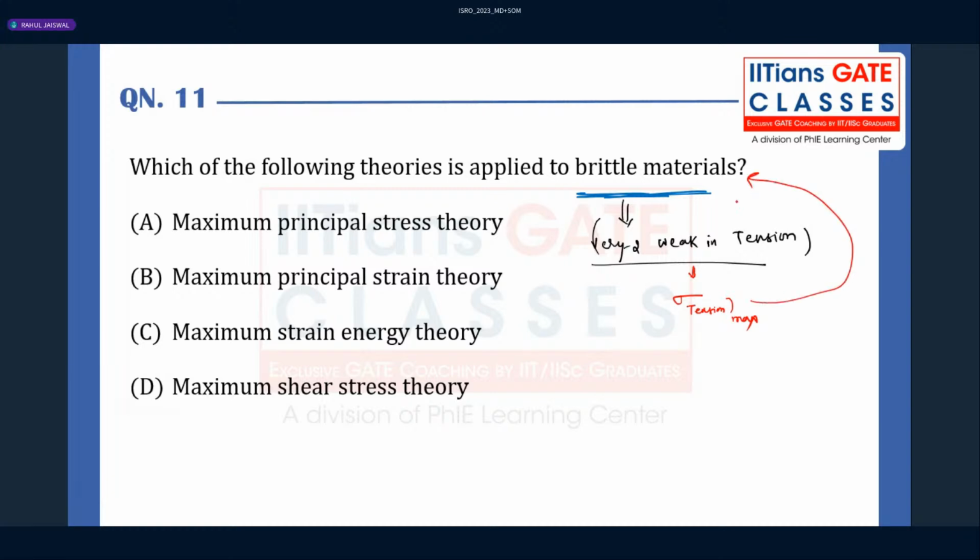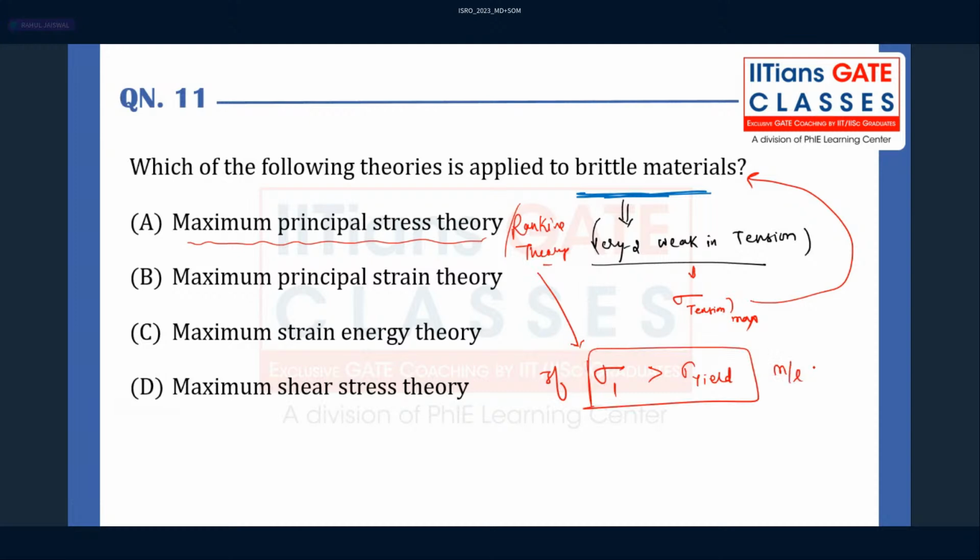And out of all the theories of failure mentioned in the options, only the maximum principal stress theory, which we also call Rankine's theory, considers maximum principal stress. According to this, if sigma 1 is more than the yield stress, then we say the material has failed. If it is less than the yield stress, then we say the material is safe, right? So this is the best theory that can be applied to brittle materials.